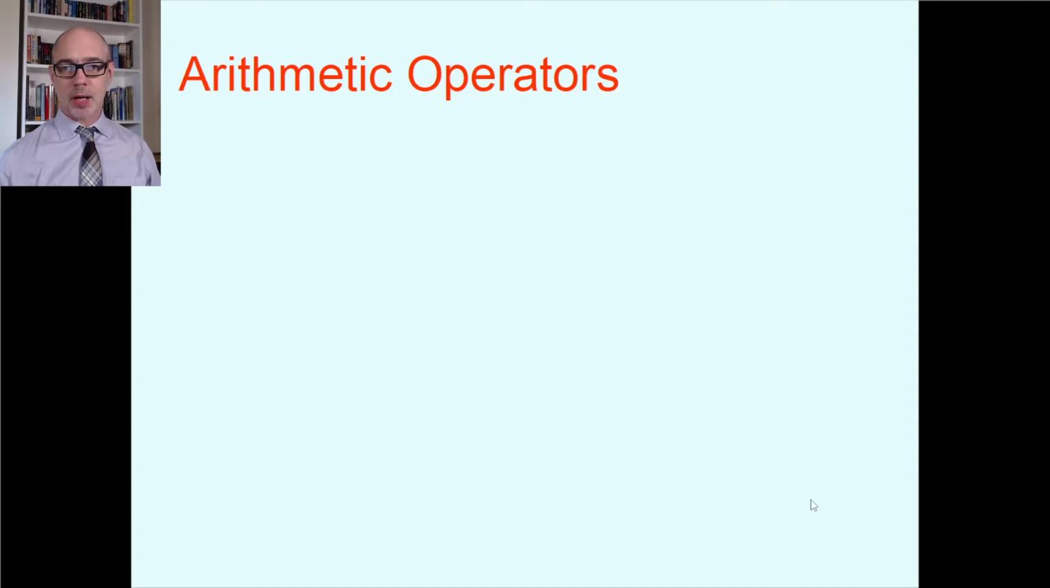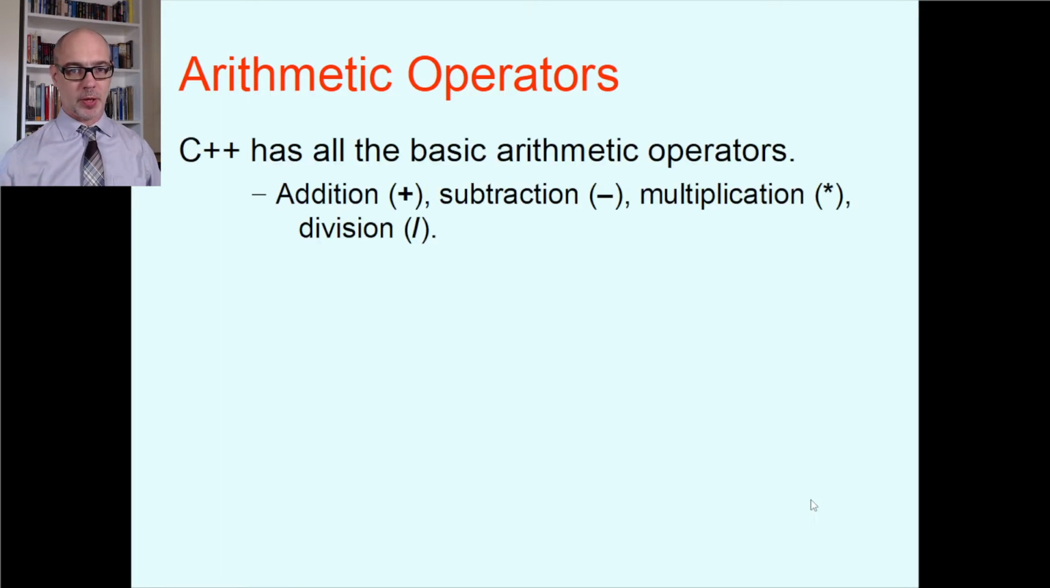Okay, arithmetic operators, right? Operators that combine two numbers and produce another number in some way. So C++ has all the basic arithmetic operators. There's addition with the plus sign, there's subtraction with the minus sign. For multiplication, we use the asterisk, you probably know that in computing, and for division, we use the slash symbol.